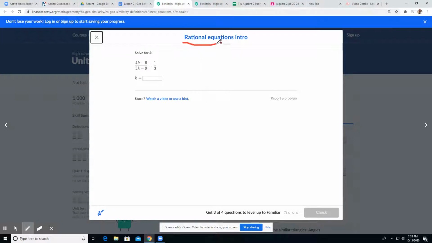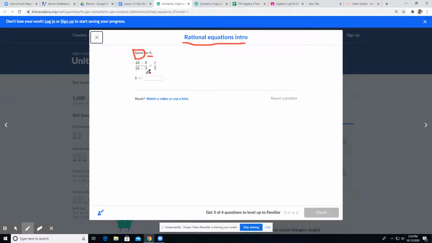So these are rational equations, and this is the introduction to it. We're solving for k. Okay, so we have a rational equation here, and notice that our variables are on the bottom and the top. Whenever you have variables on the bottom, you pretty much always have to multiply by some common denominator.